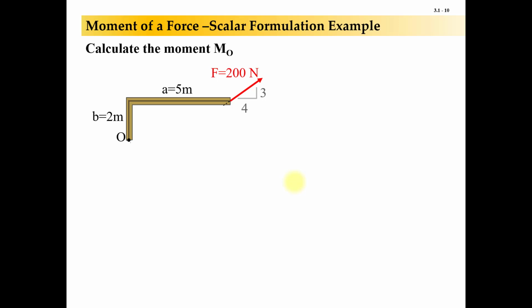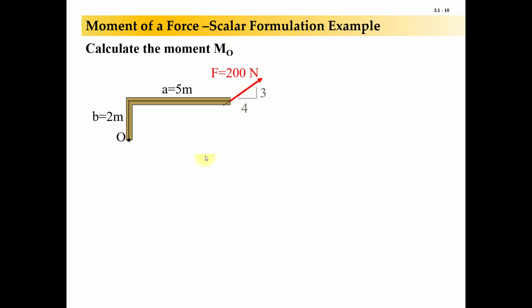So let's look at an example. It's basically the same exact thing, just done a little bit more with some numbers. This B is going to be 2 meters tall. This A is 5 meters over. This force of 200 newtons is at a 3, 4, 5 Pythagorean triple. Let's find the moment about O, so M sub O.